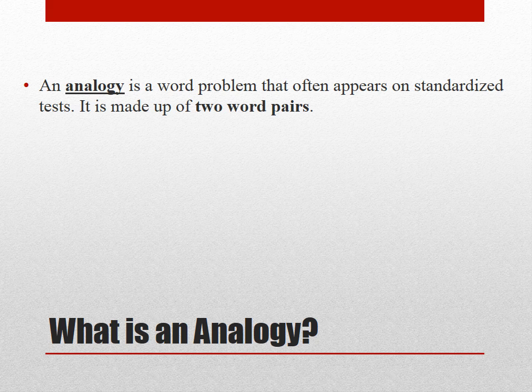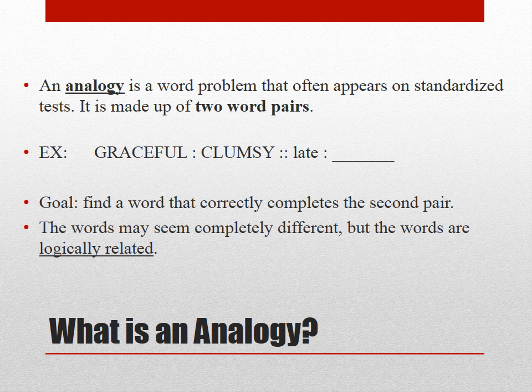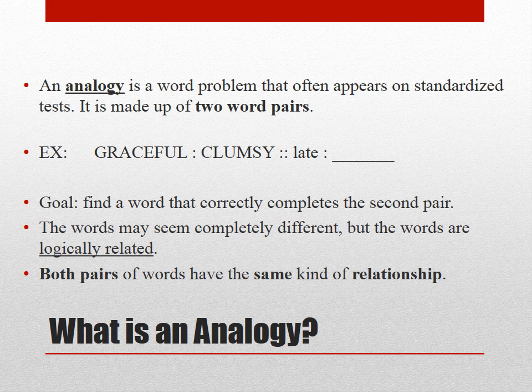An analogy is made up of two word pairs. For example, graceful, clumsy, late, blank. Your goal is to find the word that completes that second pair. The words may seem completely different and unrelated, but they are logically related, and your goal is to find that relationship. So again, both pairs of words will have the same kind of relationship.